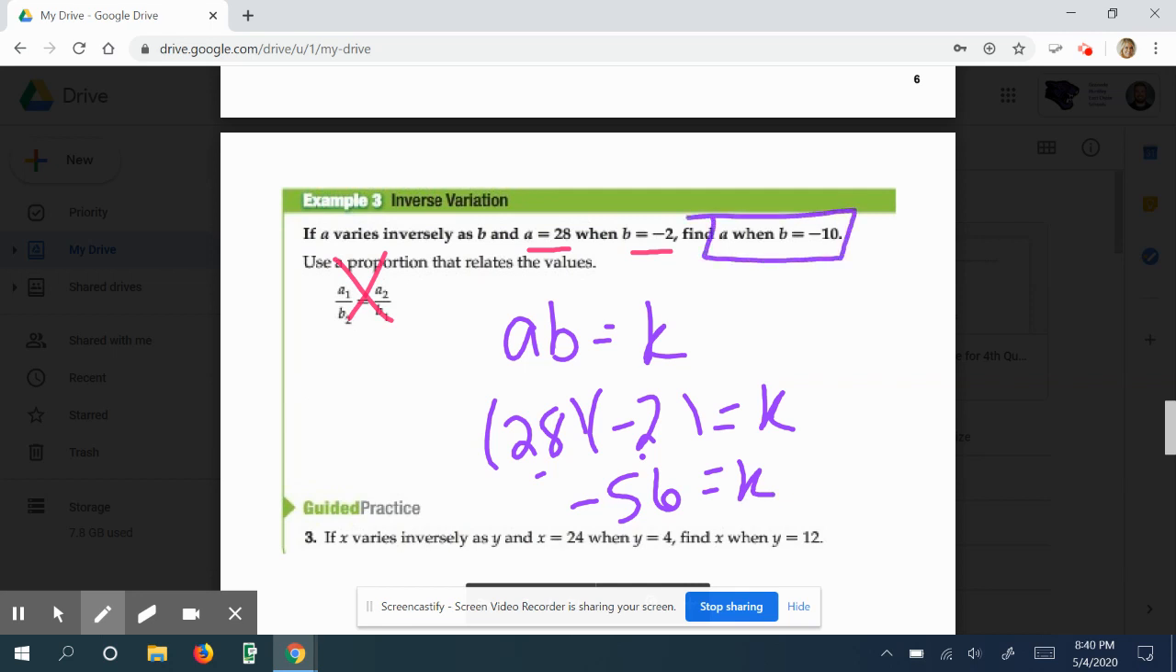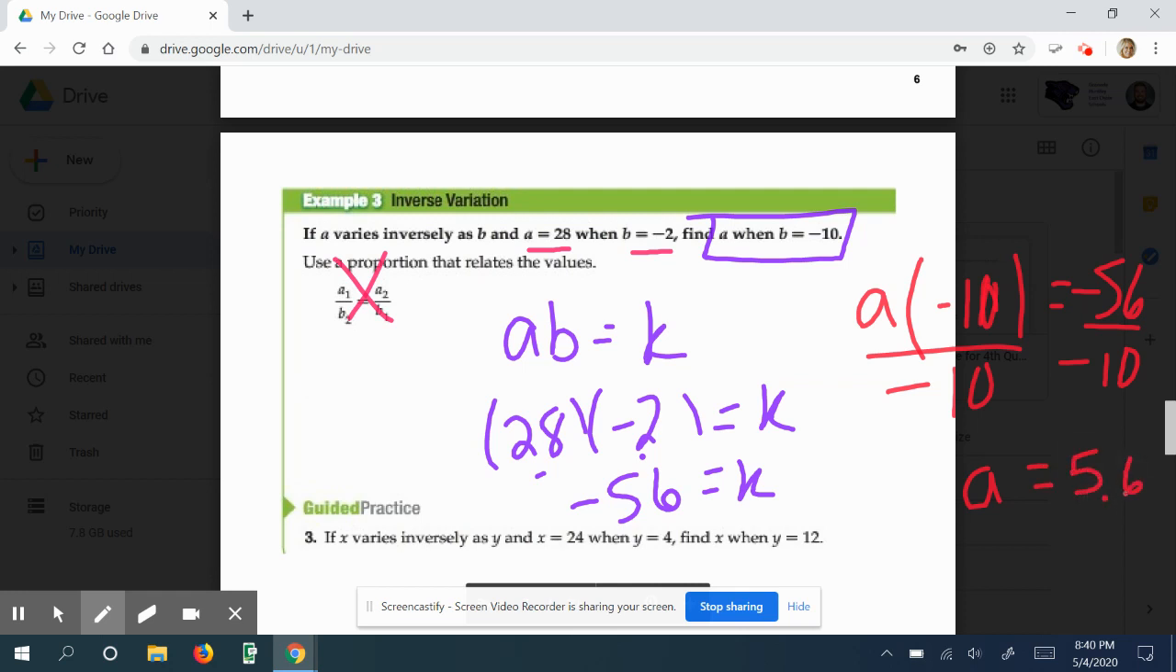When it says, you can do two different ways, but I think the easiest way is just to say this, that a times b, which is negative 10, has to equal negative 56, because that's what k is, right? So you divide by negative 10, divide by negative 10, and you get a is equal to 5.6.